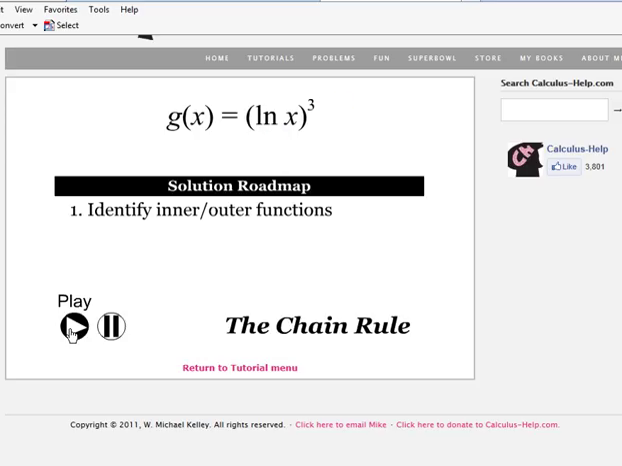So we have to decide which is the outside and which is the inside function. Well, it's even easier in this case to tell which is the inner function, because the inner function is actually enclosed inside parentheses. So our inner function is natural log of x, and our outer function is the cubic function. So let's find the derivative according to the chain rule. Remember, when we take the derivative, we start with the outside.